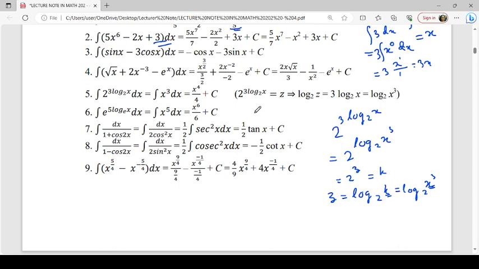If we write e to the power log of x to the base e, this e and this e are the same, so we can write it as x. In a similar way, these two and these two are the same, so we can write this as x cube. Similarly, this e and this e are the same, so we can write this as x to the power 5.